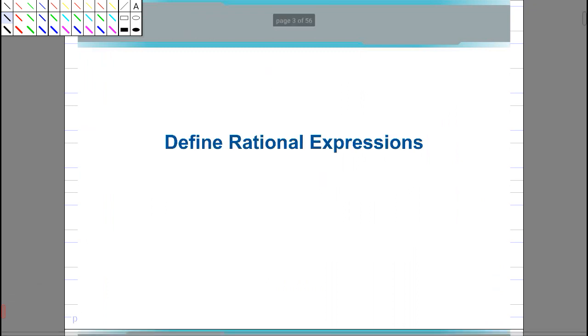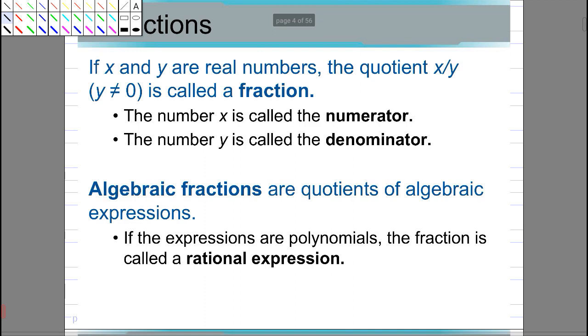Okay, so to define a rational expression, the idea of a rational expression begins with a fraction. If x and y are real numbers, then the quotient x over y, where y is not 0, is a fraction. Okay, nothing crazy there, stuff we've seen before. The number x is called our numerator. The number y is called our denominator.